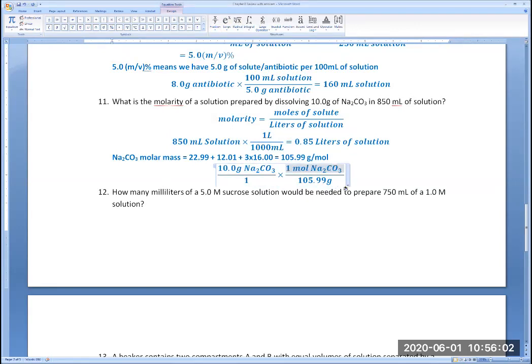Okay. This way, the grams of Na2CO3 cancel, and we are left with moles. So the answer will be in number of moles of Na2CO3. In the calculator, you do 10 times, divided by 105.99, and it's 0.094348. So that's the calculator answer.